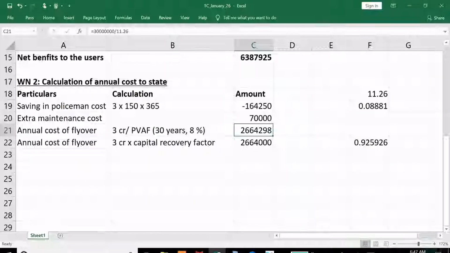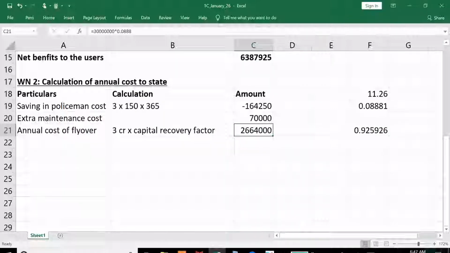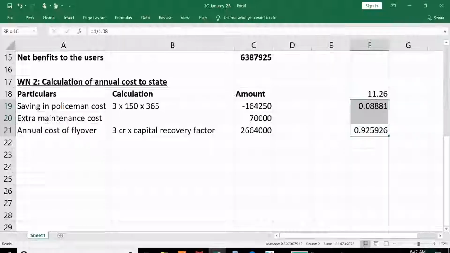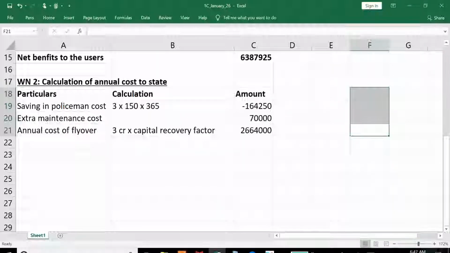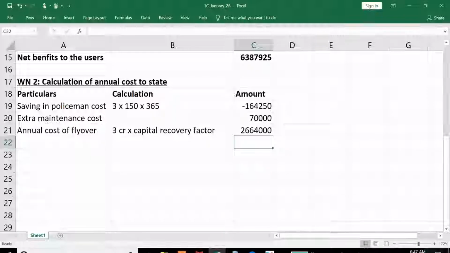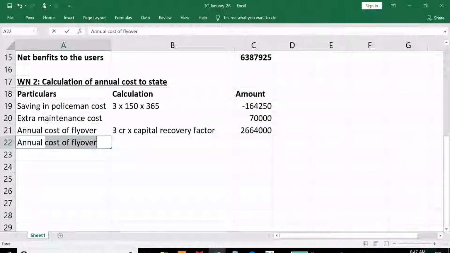Now write, in the calculation column, annual cost of flyover equals 3 crore into capital recovery factor, and this number is the annual cost to the state.